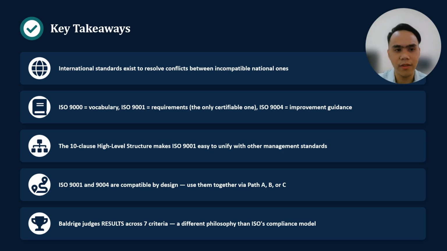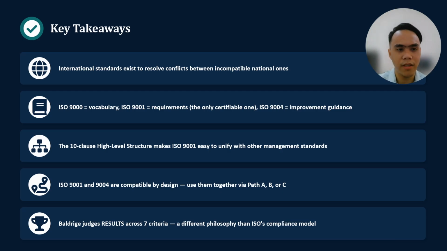Second, within the ISO 9000 family, remember the specific role each document plays. ISO 9000 is vocabulary. ISO 9001 is the requirements, and the only one you can actually be certified against. ISO 9004 is improvement guidance that is not required, but is designed to work alongside 9001. Third, the 10-clause high-level structure adopted in the 2015 edition makes ISO 9001 far easier to unify with other management system standards. That shared structure is a genuinely practical benefit for any organization juggling multiple certifications at once.